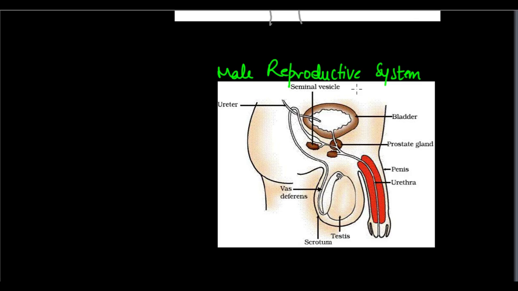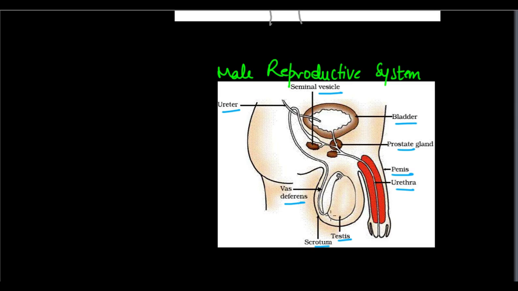In the male reproductive system, the main parts are the penis, the testis, the prostate gland, the scrotum, the vas deferens, the ureter, the seminal vesicle, and the bladder, as well as the penis and the urethra, right? So these are the main parts of the male reproductive system in human beings.